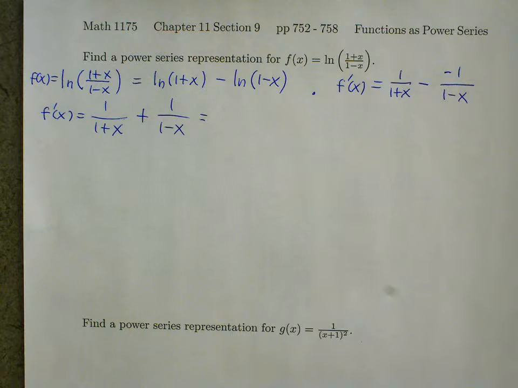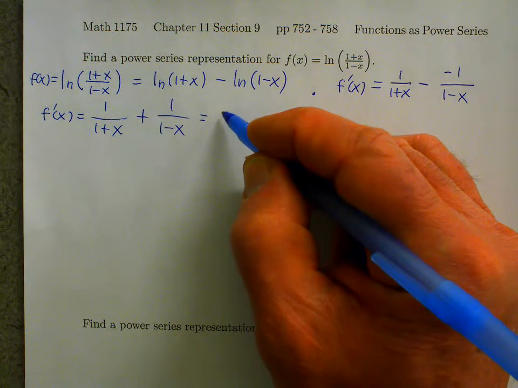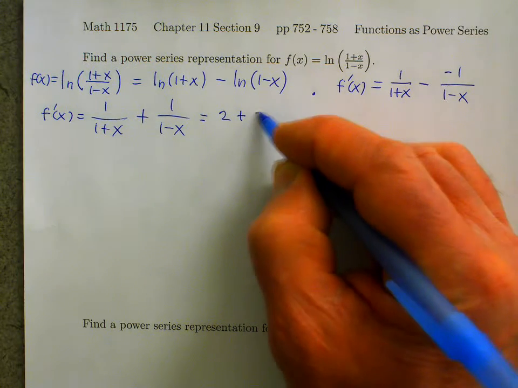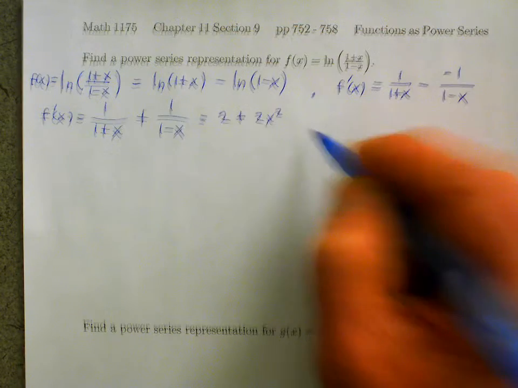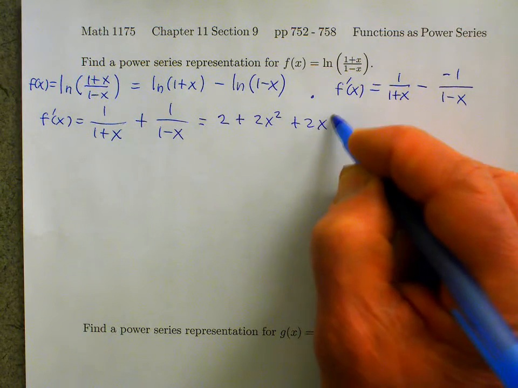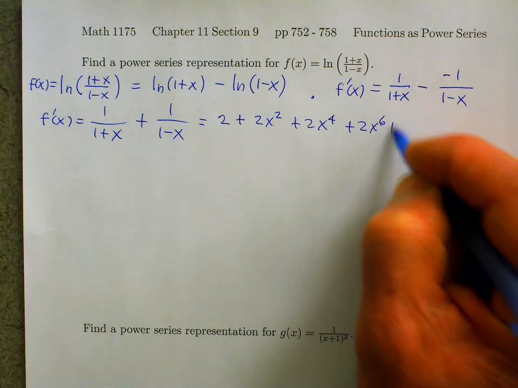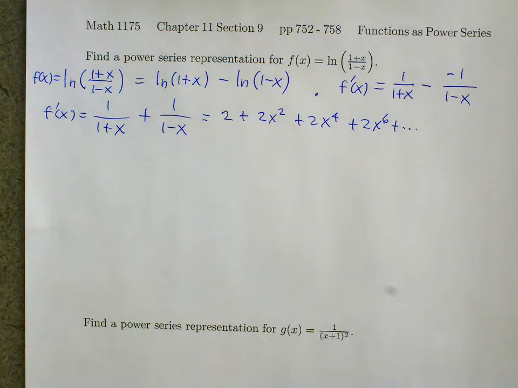So this was the previous example, wasn't it? 1 over 1 plus x plus 1 over 1 minus x. So what did we get? We got, if we write it out, 2 plus 2x squared plus 2x to the 4th plus 2x to the 6th and so on. That was the previous example.